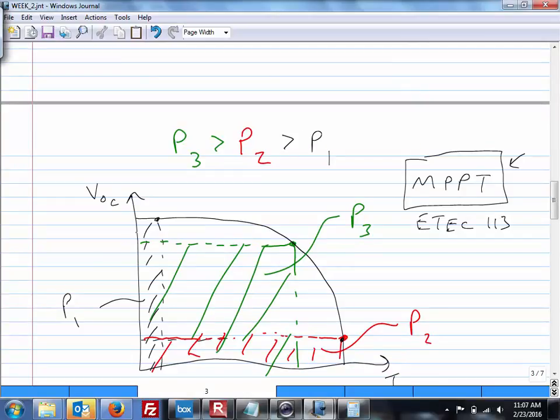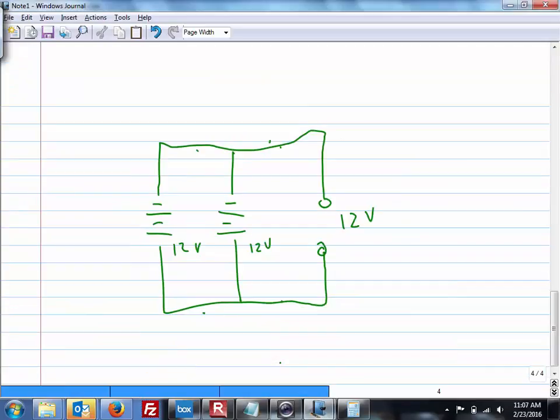If you remember back, power, and I already wrote this down, is just volts times amps. Volts is the across variable, amps is the through variable. So in the case of a module that has an open circuit, let me just draw what that is.